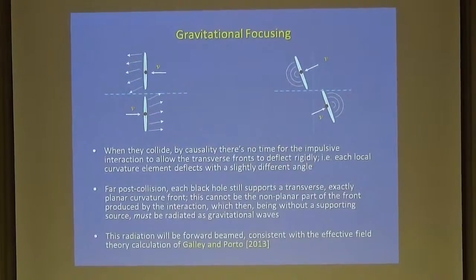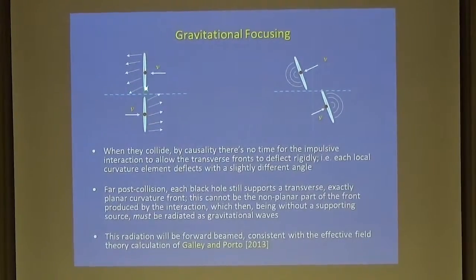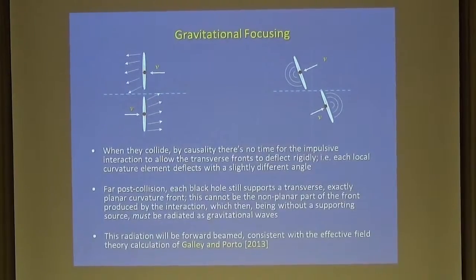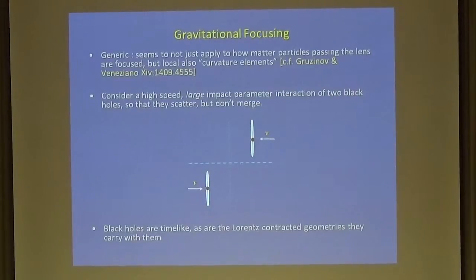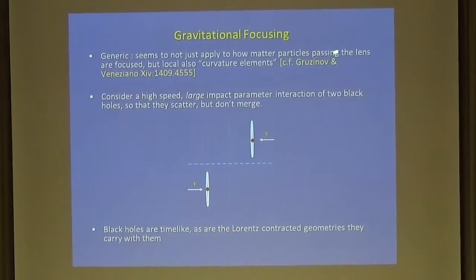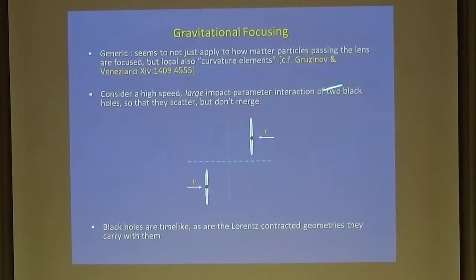And so what this geodesic focusing is essentially doing here is converting these bits of Coulomb curvature into gravitational radiation. And that's, at least at the perturbative level, what these people did in this calculation. So at least at that level, that's consistent with what they were doing.